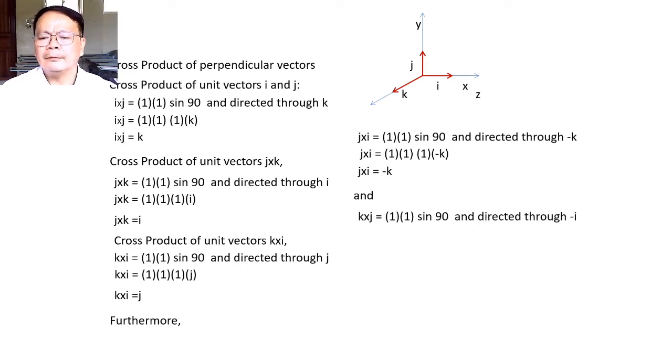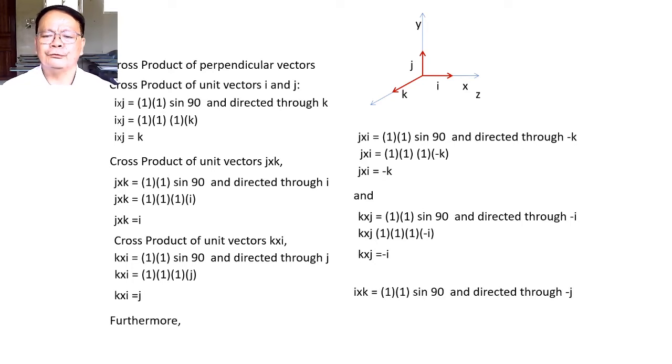And the cross product of k cross j. K cross j is this direction, k and j, and you will notice that the direction of this cross product shall be indicated by this direction, that is the negative i. And if this is substituted with the value, k cross j will be 1 times 1 times sine of 90 directed through i, and therefore that is equal to negative i.